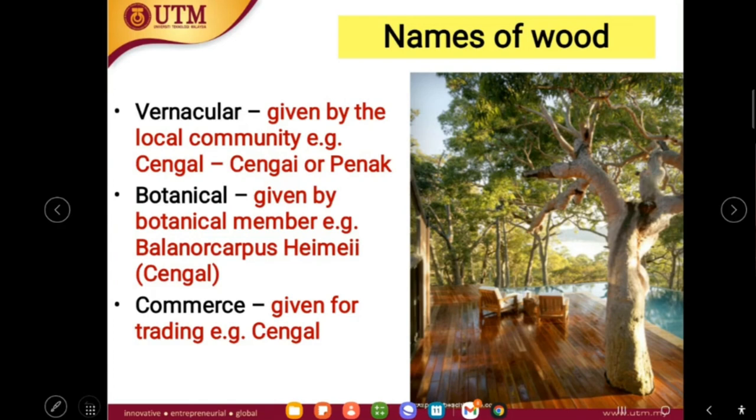So the names of the wood can come from many sources. The first one is vernacular, which is from the local community. In Malaysia, we have, for example, Chengal. This name is from the local names. It refers to Chengal. And then we also have the botanical name, which is its scientific name, given by the botanical community.